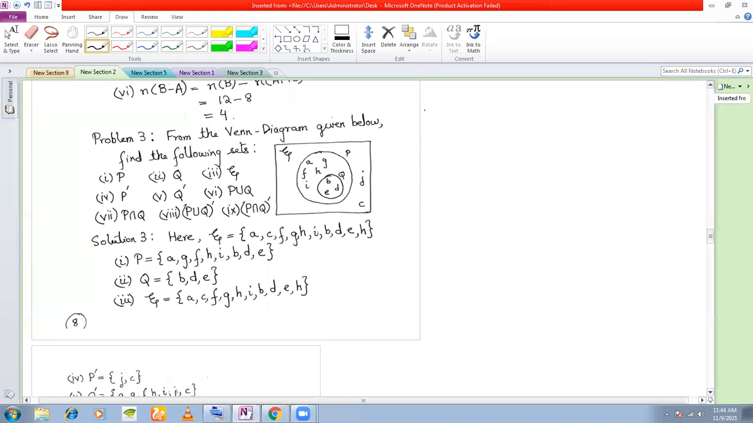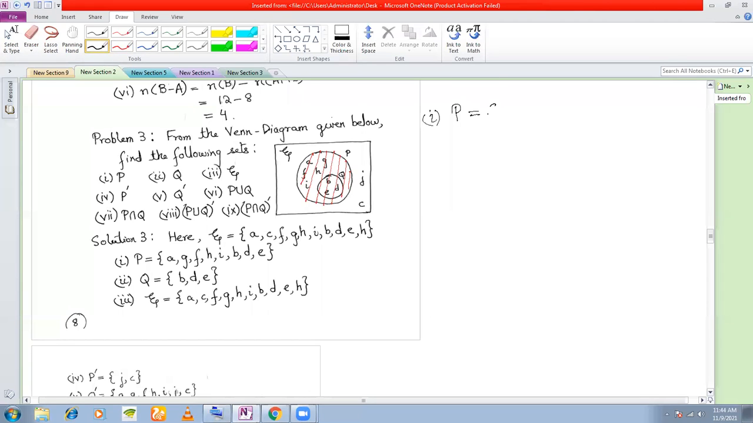From the Venn diagram given below, find the following sets. First one, look at the Venn diagram. You have to find the set P. Which one is the set P? All the elements that are within this circle, because the bigger circle represents the set P. So whatever elements are there within this circle will give you the elements of the set P. So you can write down the elements.